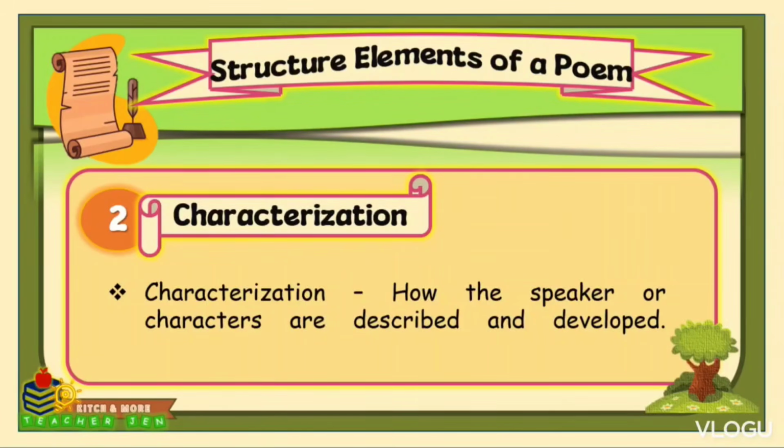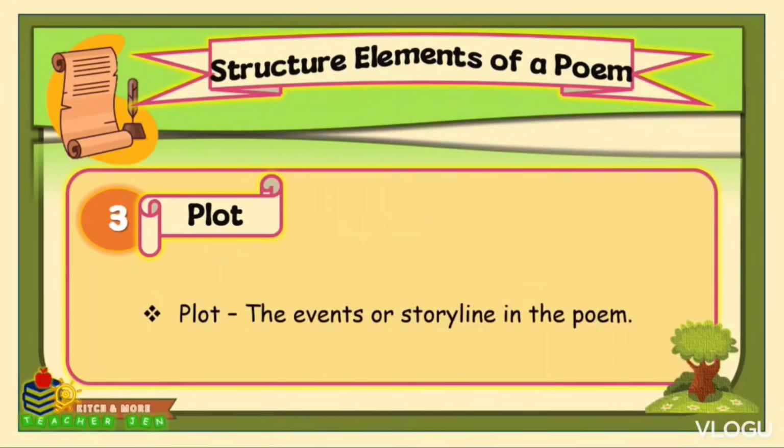The next element of a poem is the plot. It is the events or storyline in the poem. A plot is the spine of a narrative poem, whether it's a daring journey, a quiet realization, or a tragic farewell. The plot organizes the events so the story flows smoothly, carrying the reader from beginning to end.